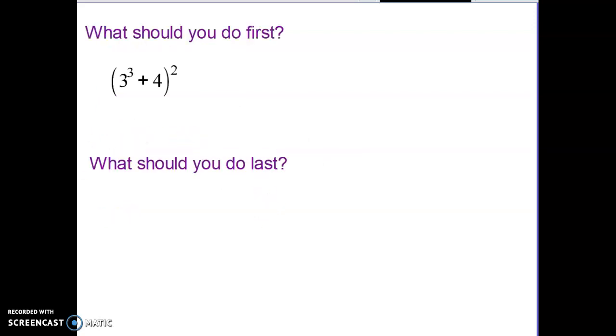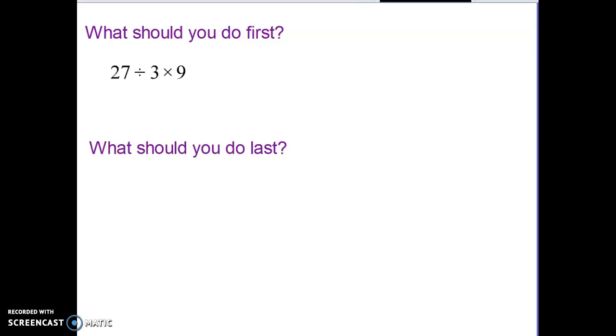Okay, so let's look at this one. If I asked you in this particular expression, what should you do first to simplify? Well, most of us are going to get that you should do inside the parentheses, you should do the exponent of 3, right? That's what's going to come first. So now a different question. What should you do last? Well, parentheses come before exponents, so I have to do everything in the parentheses before I can do the exponent. So my exponent in this case is going to come last, which seems a little odd because I have addition, but since the addition is inside the parentheses, it's going to come before the exponent.